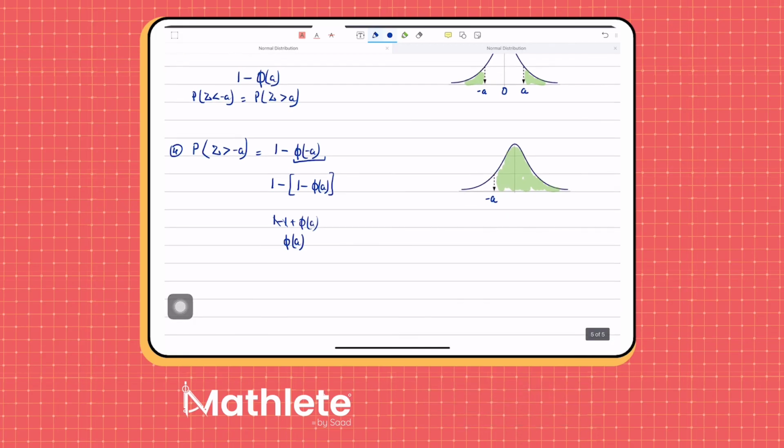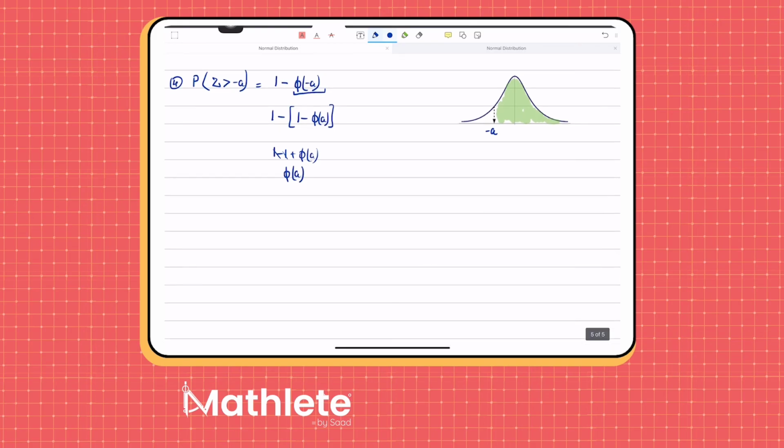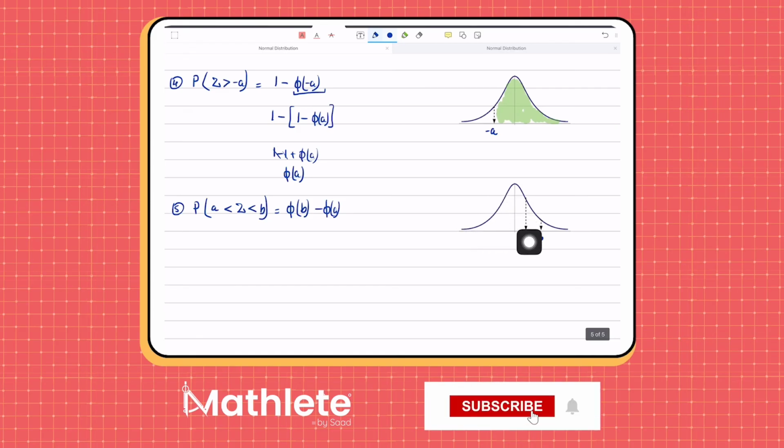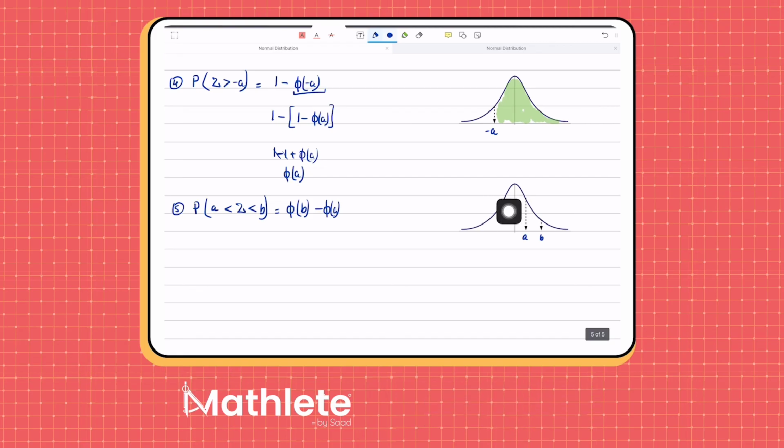Now let me write down rule number 5. If you're asked to find the probability that z is less than b and greater than a, this is simple: you do phi of b minus phi of a. Why is that? I'll explain. Let's say here we have a and here we have b. Once you find phi of b, you get the area from the beginning up until point b, and once you find phi of a, you get the area from the beginning up until point a. Once you subtract the two, you're left with the region in between a and b.